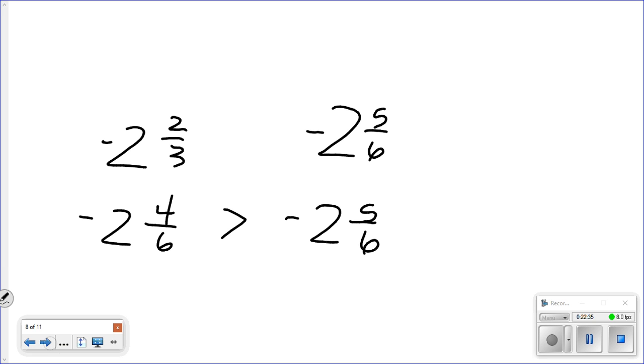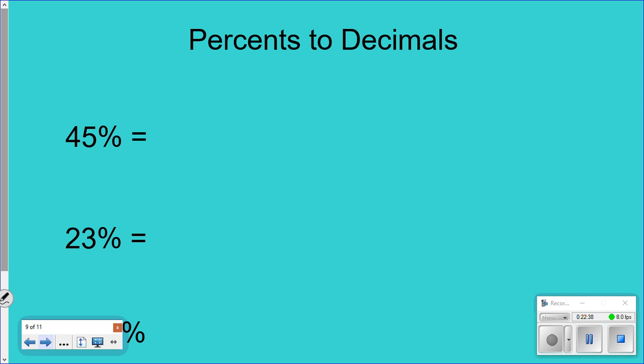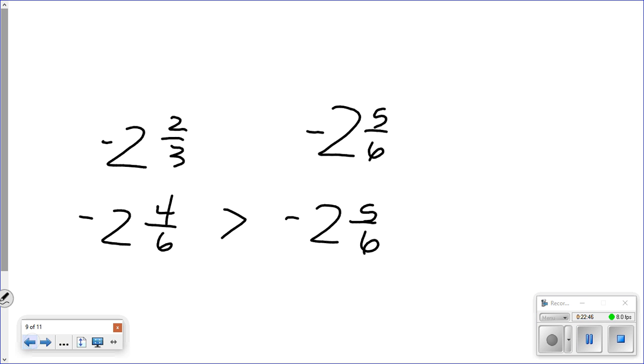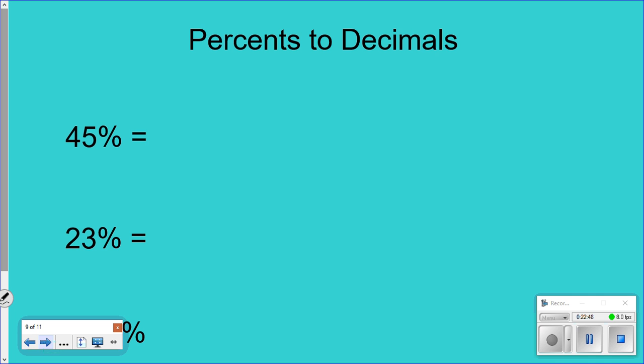All right, almost done. Next thing in your notebook, percents to decimals. This is very easy. Did you need the other side? Did you need this one yet? No, I'm good. You can turn your page and have more notes. Some days you have more notes. Turn your page. It's okay to turn your page.